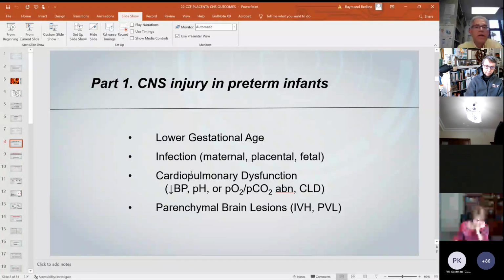Clearly, especially in the neonatal intensive care unit, gross abnormalities in cardiopulmonary function are going to decrease the threshold for CNS injury: hypotension, acidemia, alterations in PO2 and PCO2, with PCO2 either decreased or increased being risk factors, and then underlying chronic lung disease. And then finally, as I mentioned before, there can be superimposed structural brain lesions that combine with more subtle microscopic processes, things like intraventricular hemorrhage and white matter damage.